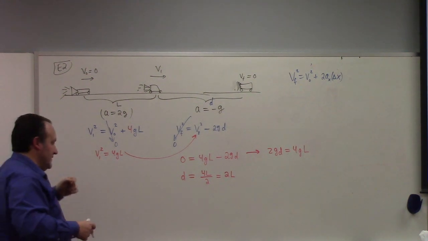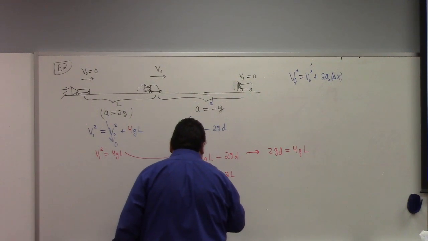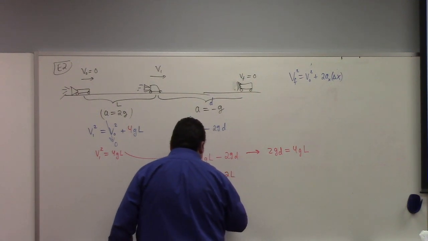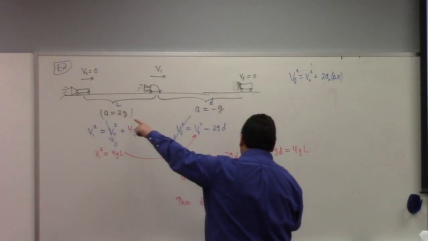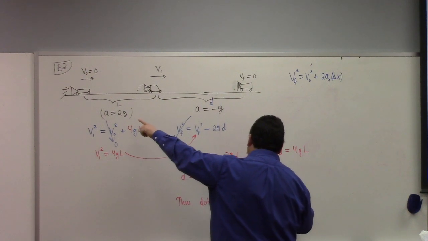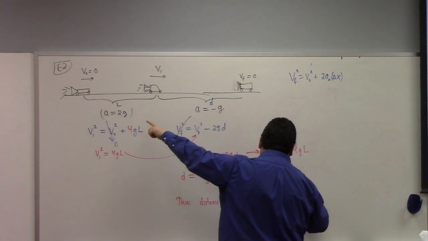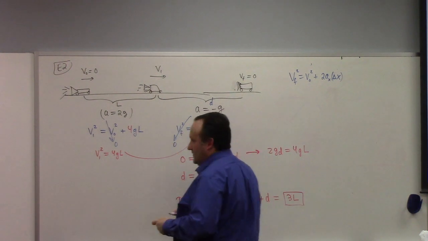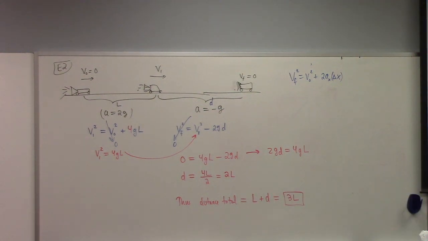All right, so what's the total distance then? Distance total is what? We've got L plus d, which is equal to L plus 2L, right? Which is 3L. So the answer here is 3L. Uh-oh, come back to me. Whew, phew, that's a relief. That's what I got in the notes, 3L. So that's a good sign.